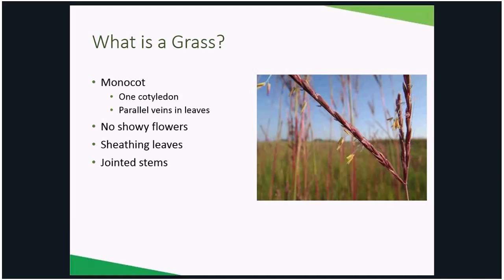Grasses also have sheathing leaves, which means that the leaf blade will connect and hug the stem, and we'll talk about that in a little bit as well. And they also have jointed stems, so just like we have kneecaps and elbows, there's going to be nodes or joints along the stems of a grass, and that can help distinguish it from other groups of plants that look similar to it.